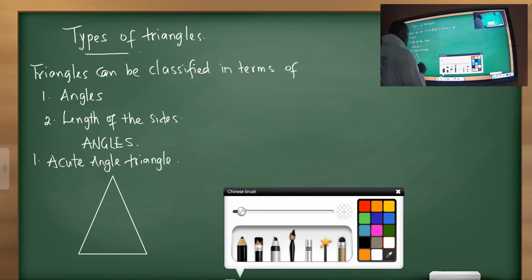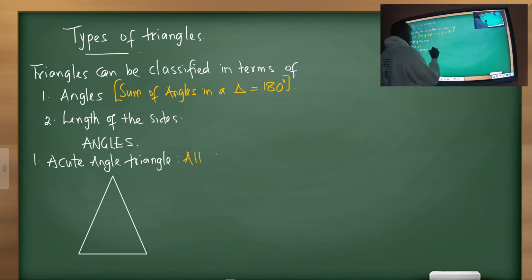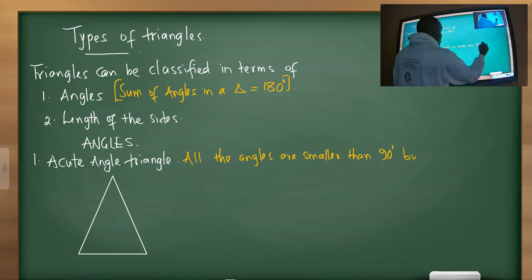In terms of angles, first let's understand the sum of angles in a triangle. The sum of angles in a triangle is 180 degrees. So when we come back here and look at an acute triangle, what would be the property of an acute triangle? All angles are smaller than 90 degrees, but add up to 180 degrees.